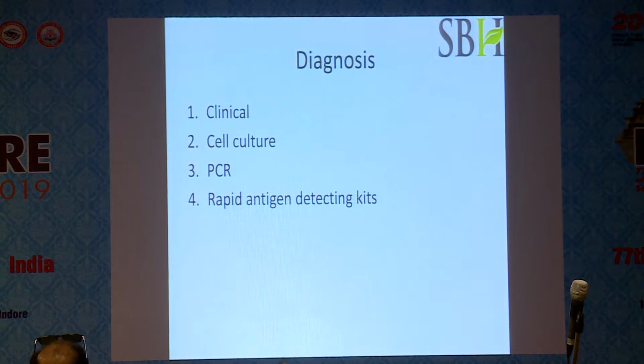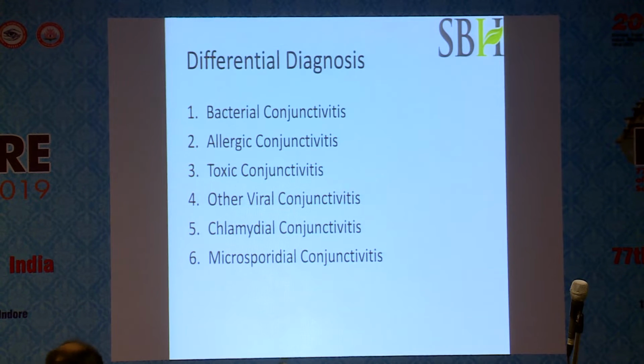The diagnosis is all the time made based on clinical features. The patient comes with the typical features of mild pain, photophobia, and foreign body sensation. And if you want to confirm, cell culture and PCR can be done, but they will take time to give you the results. Recently, rapid antigen detection kits are available, but I think cost will be an important concern with these. So now there are a few situations which can mimic viral conjunctivitis.